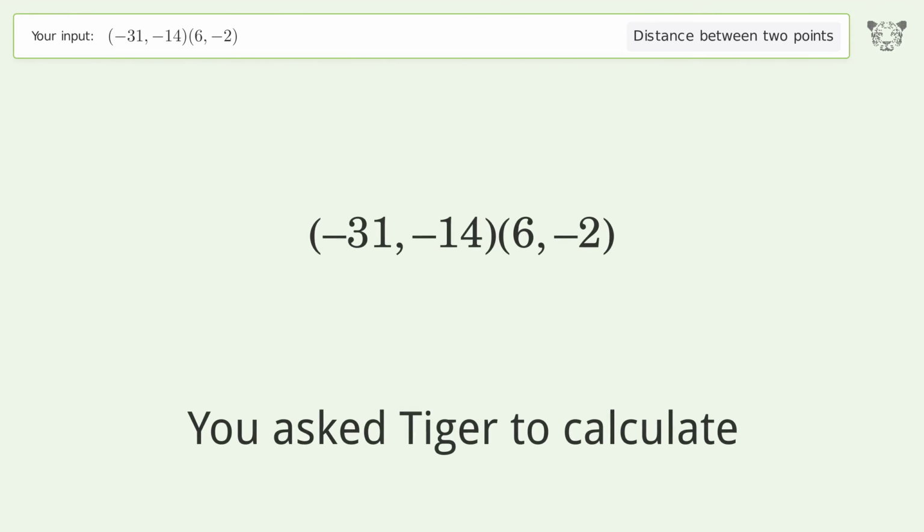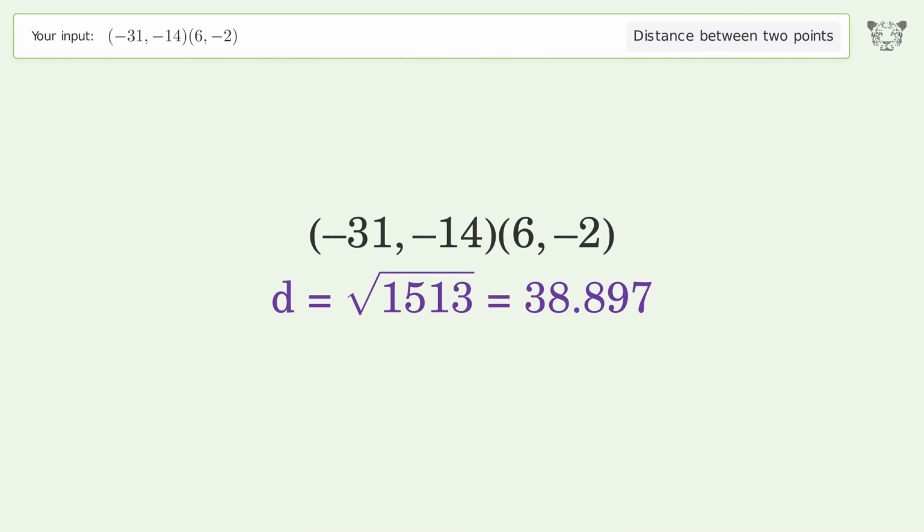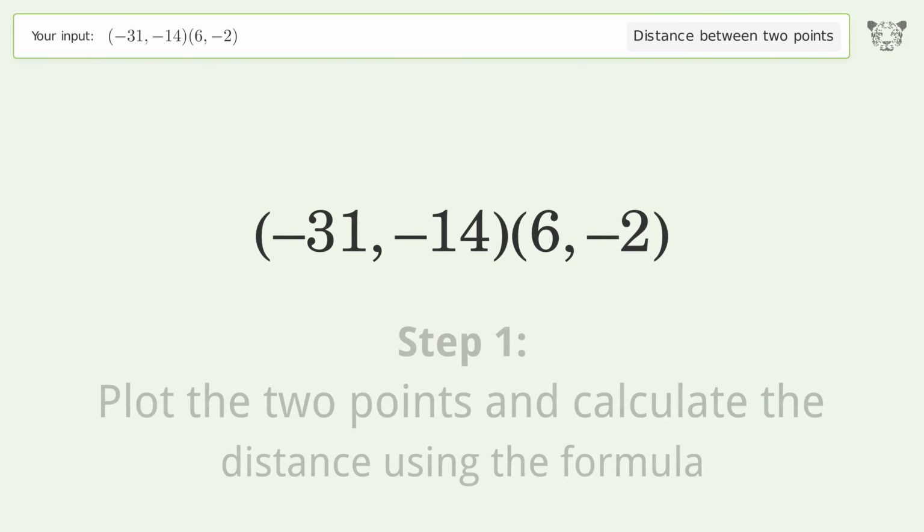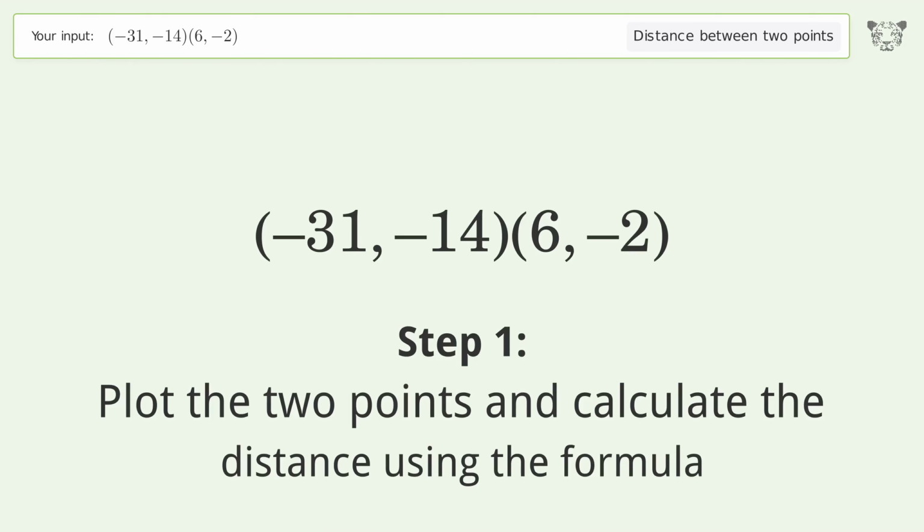You ask Tiger to calculate. This deals with the distance between 2 points. The distance between the 2 points is the square root of 1,513, or 38.897. Let's solve it step by step. Plot the 2 points and calculate the distance using the formula.